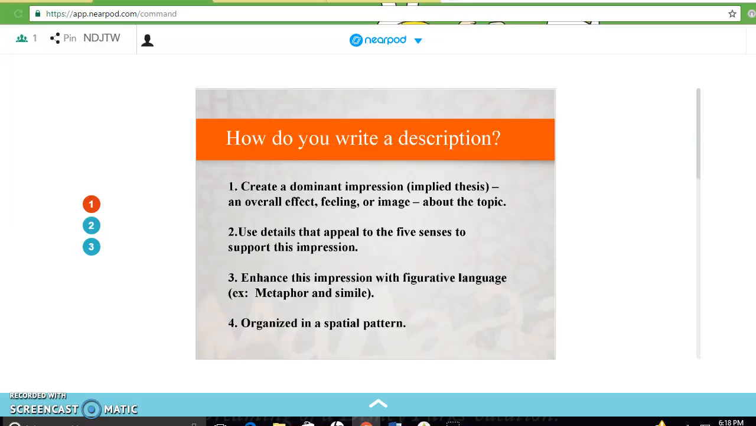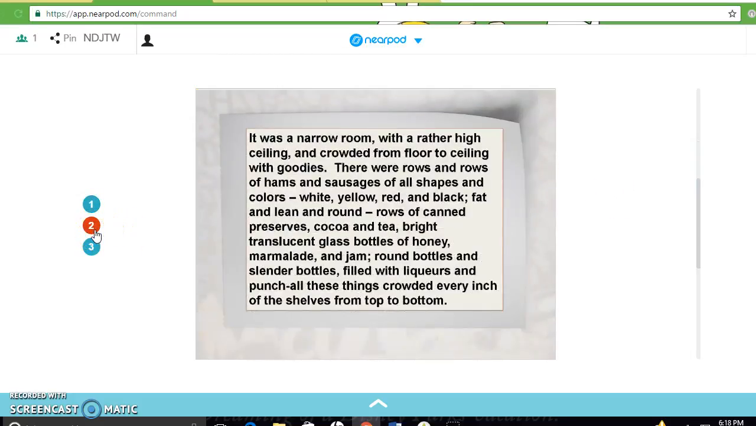First, we create a dominant impression about the topic. Then we will use details that appeal to the 5 senses. Following that, we enhance this impression with figurative language, such as a metaphor or simile, and then we organize it in a spiral pattern. The following is an example.